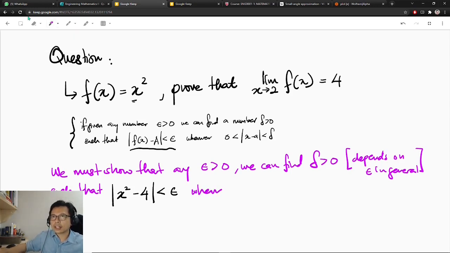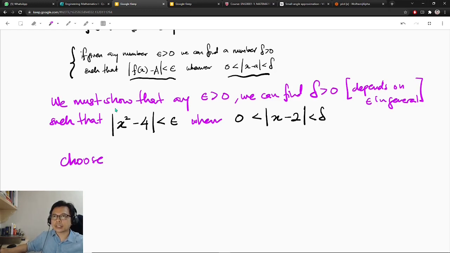Whenever, we're going to write this one, 0 less than x minus, what is small a here in this case? Small a is 2, less than delta, any positive number. So we must show that for any positive number epsilon, we can find another positive number delta, such that the absolute value of x squared minus 4 is less than epsilon when x minus 2 is less than delta and more than 0.